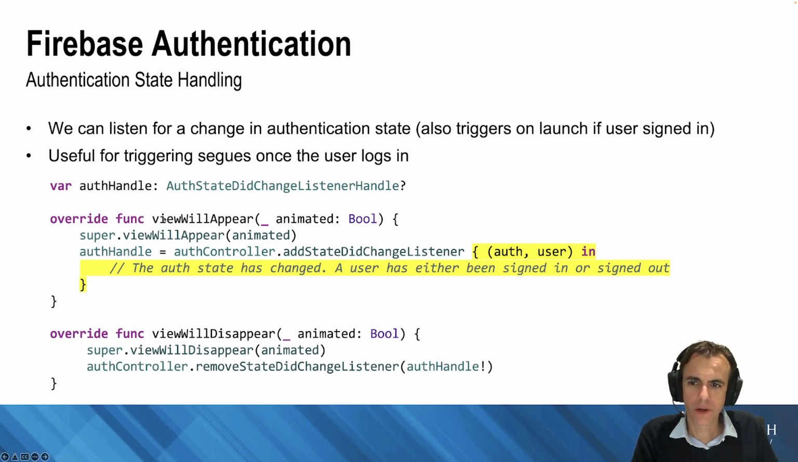So what are we doing here? If the view appears in our view controller, and we're calling this super implementation, and we're calling this add state did change listener, and this yellow part, as I said, it's a closure. This gets called asynchronously, so not immediately, but whenever the state changes, and it gives you back an auth result and a user, and then you can check whether they're signed in or signed out and do something with that, and we'll see in the lab classes a bit more about that, and also in the workshop.